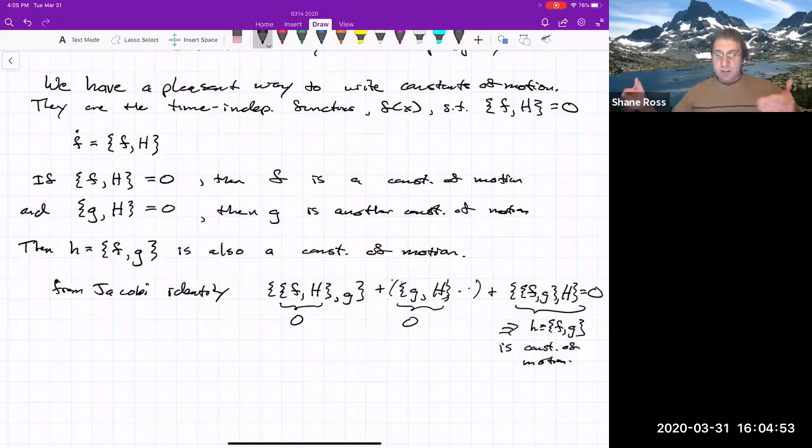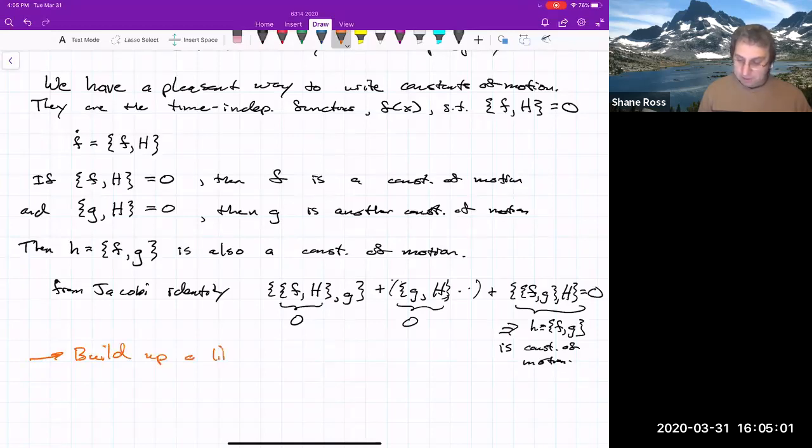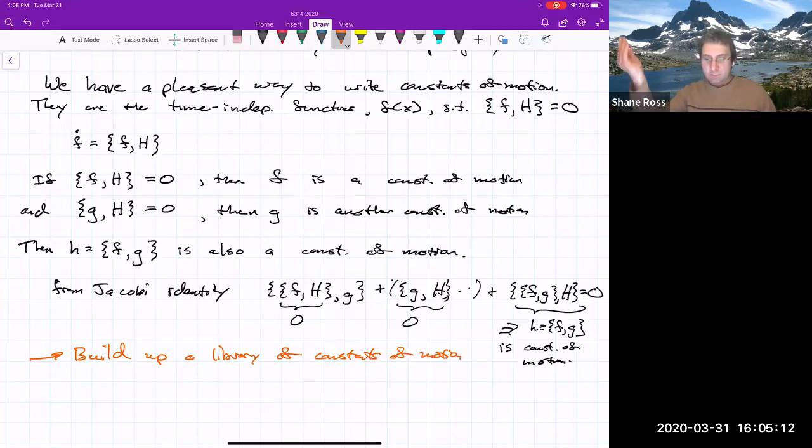So you could build up constants of motion. Like you could build up a library of constants of motion, just knowing 2, right? Because then we could take h with something else, maybe h with f.